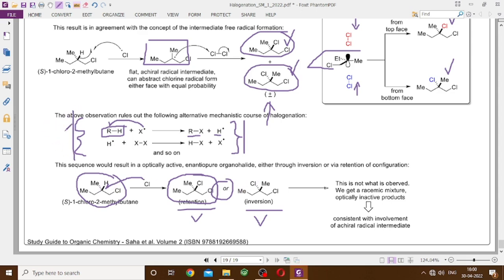So this premise that this is the propagation sequence is all wrong. That is not the correct propagation sequence. Therefore, the propagation sequence that I have proposed earlier, that is hydrogen abstraction followed by halogen abstraction via the intermediacy of R dot, that is the correct one.